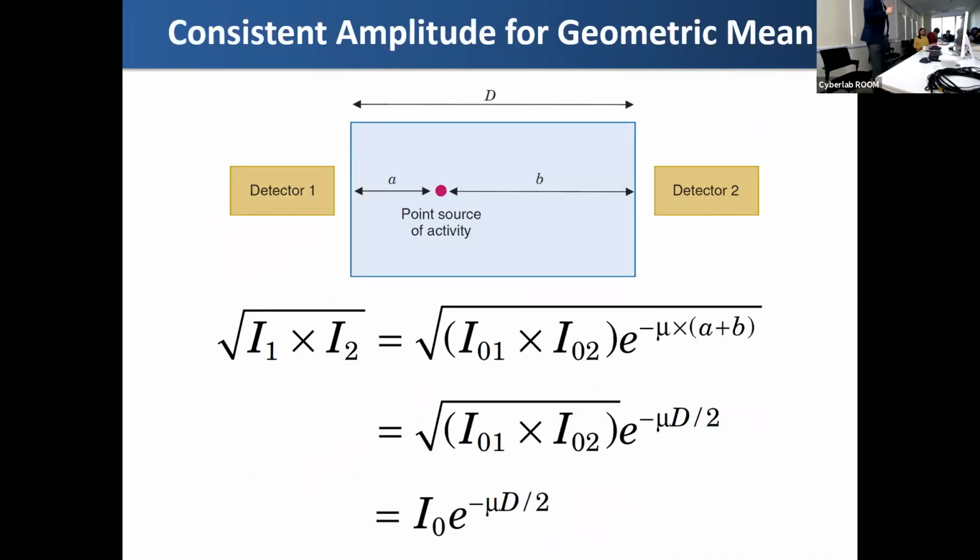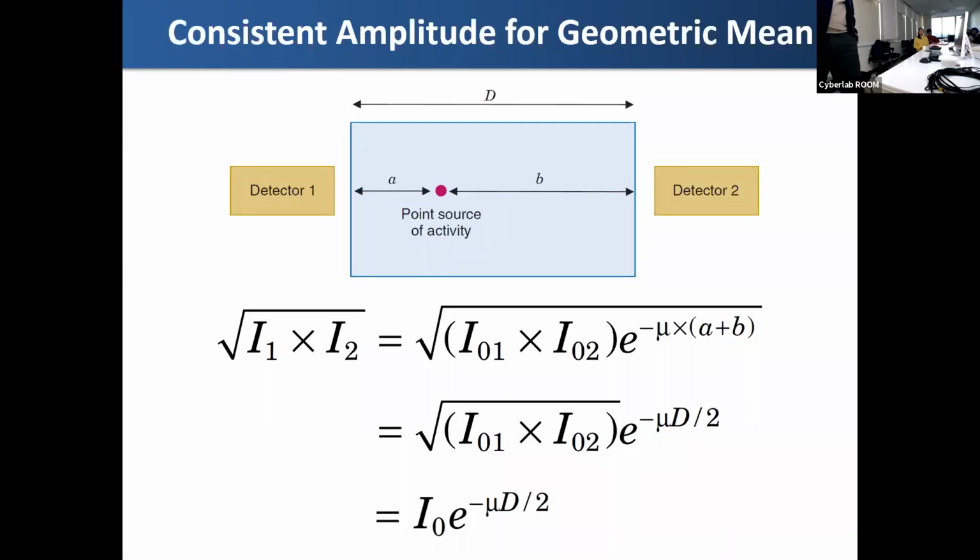Yeah, actually, we can prove it mathematically. If there is a point source here, and its initial activity is I0, then the I1 measured by detector 1 will be I0 multiplied by exponential minus a. Right? And this I2 will be I0 multiplied by exponential minus b. So actually, a plus b is D, the total thickness.